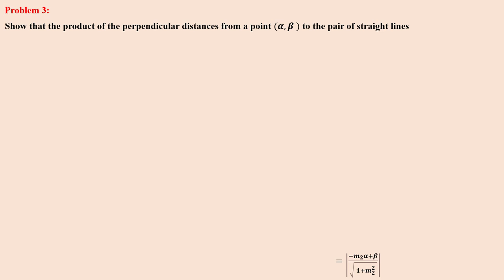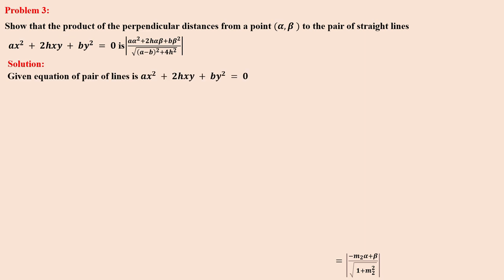Show that the product of the perpendicular distances from the point (alpha, beta) to the pair of straight lines ax² + 2hxy + by² = 0 is modulus of (a alpha² + 2h alpha beta + b beta²) divided by the square root of (a − b)² + 4h².